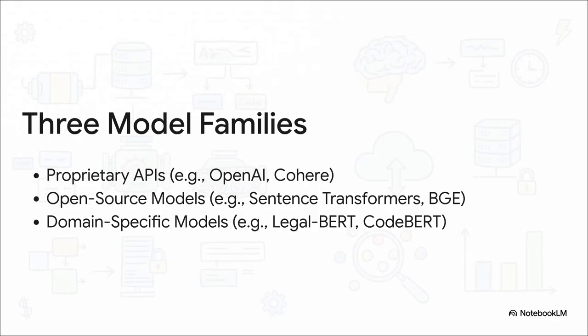So, here are our three main engine families, so to speak. First up, you've got proprietary APIs from big names like OpenAI or Cohere. These are powerful, they're easy to use, kind of like a top-of-the-line engine that's installed for you. Second, you have the open source models. These are free to use, but you're the mechanic. You've got to do the installation and the maintenance yourself. And third, you've got the domain-specific models. These are the highly tuned, specialized engines built for one thing and one thing only, like legal documents or medical data.